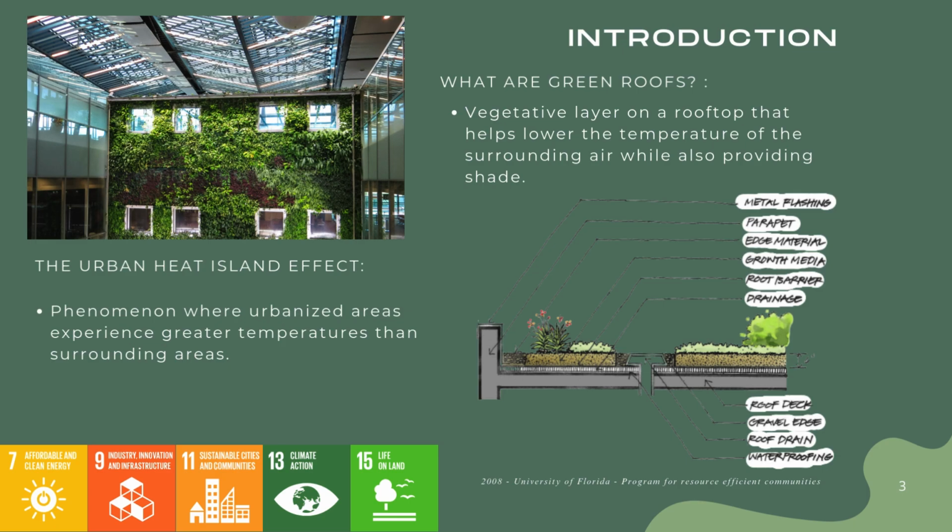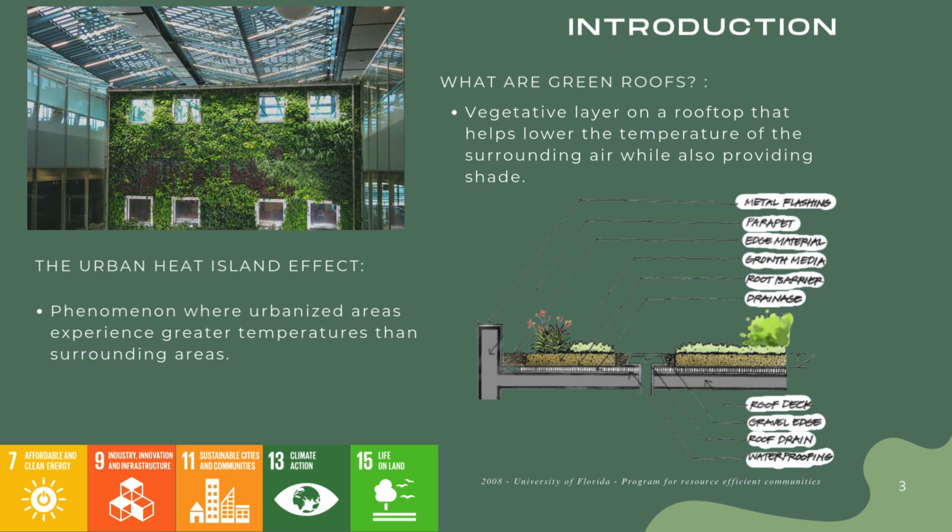Green roofs are composed of vegetative layers on the rooftop that help lower the temperature of the surrounding air while also providing shade. This solution will be tackling 5 SDGs: SDG number 7, 9, 11, 13, and 15.